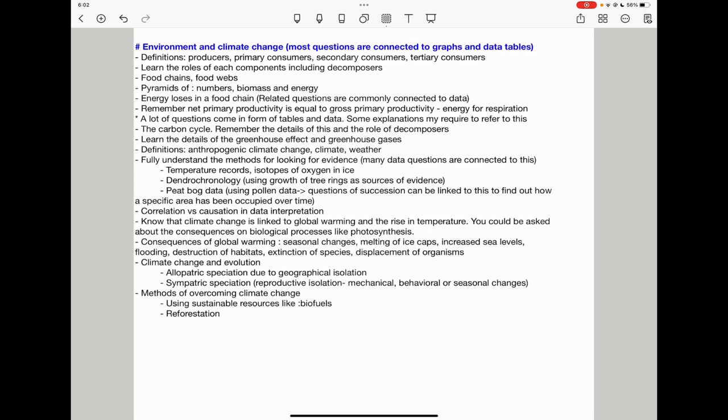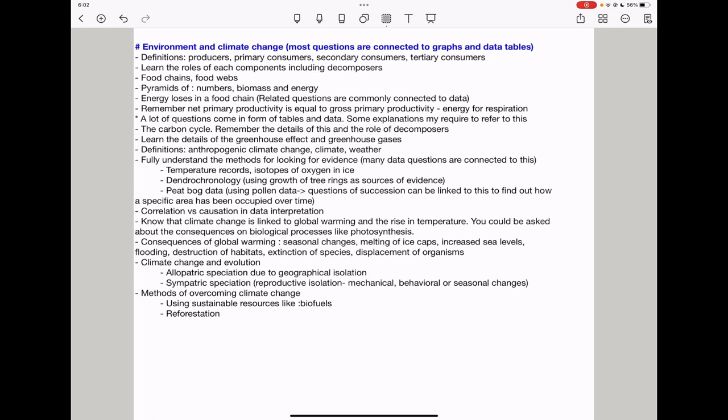Now, using peat bog data is very common, so please understand they could give you information about pollen data and ask you even a question relating to succession so that you can determine which species of plants have occupied a specific area over a longer period of time. This has been asked previously.